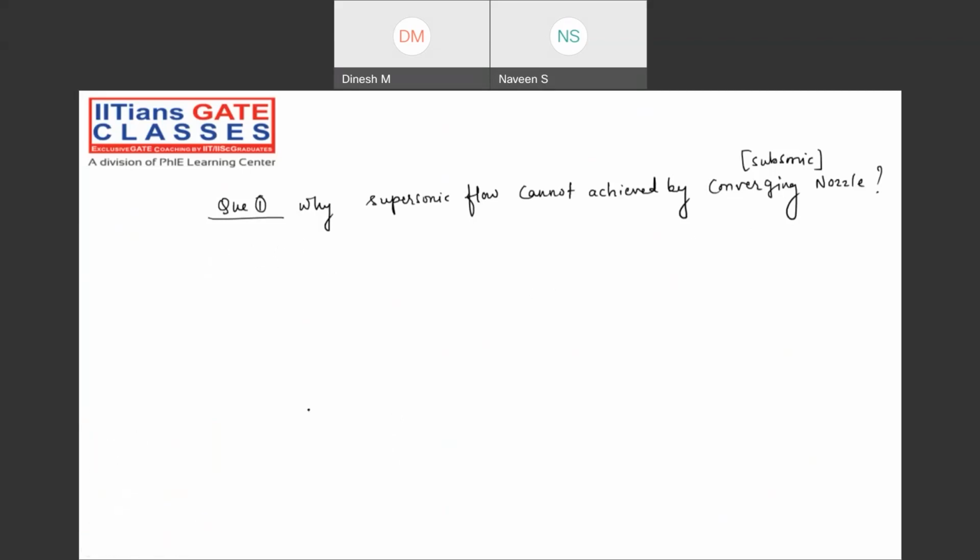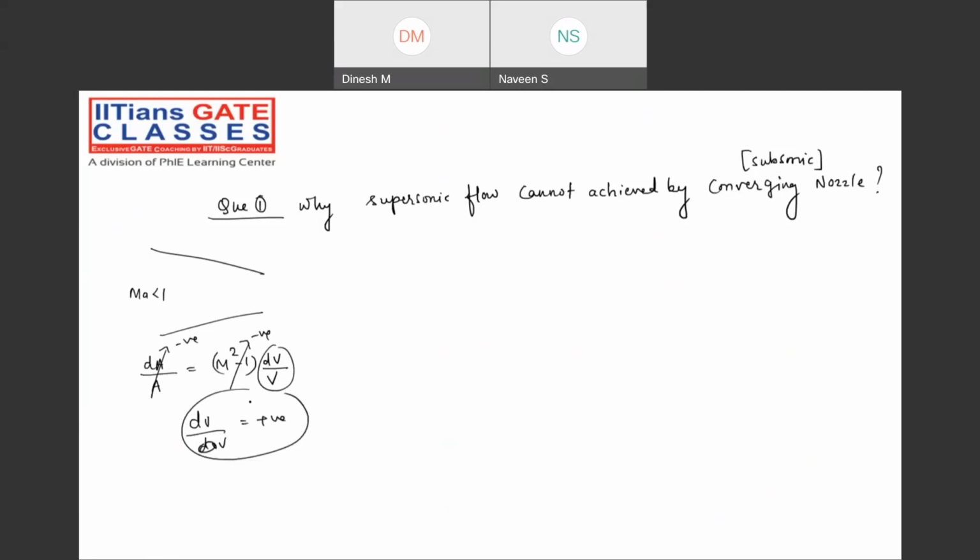Tell me guys, why the supersonic flow? See here what is happening. Mach number is less than 1. By the area ratio, when area will be decreasing, Mach number is also decreasing. The velocity is what? dV by V is positive. That means the velocity is increasing, but why is the velocity just equal to C only, maximum to maximum? Why do we get Mach number 1 only? Why is Mach number more than 1 not possible over here? In fact, velocity is increasing, but why is it not increasing beyond one value?